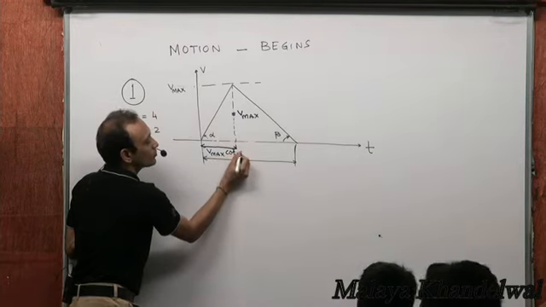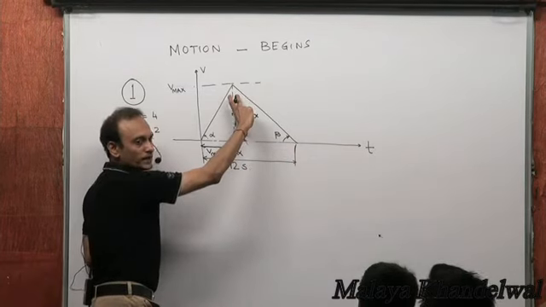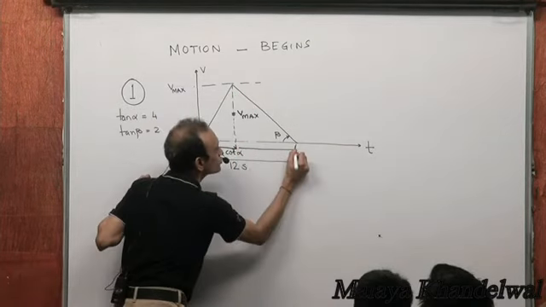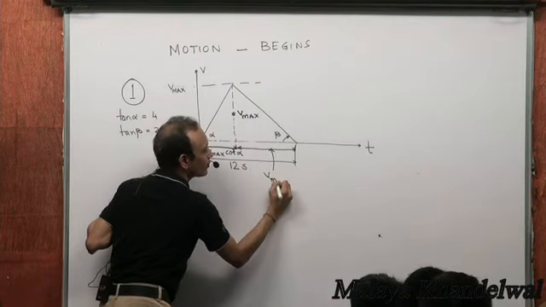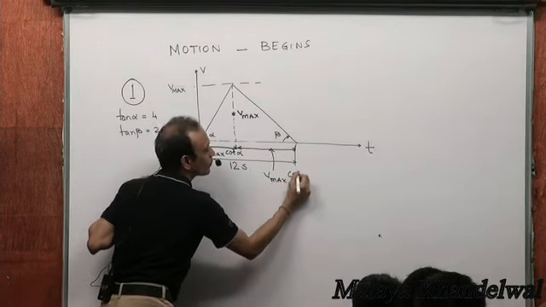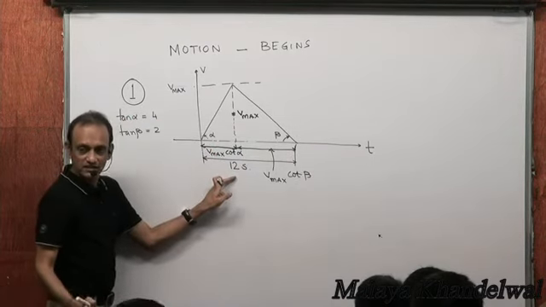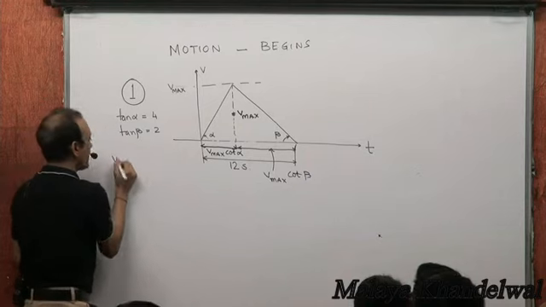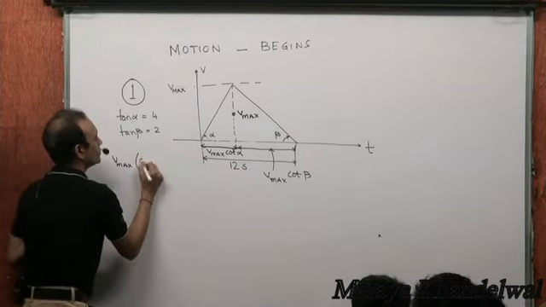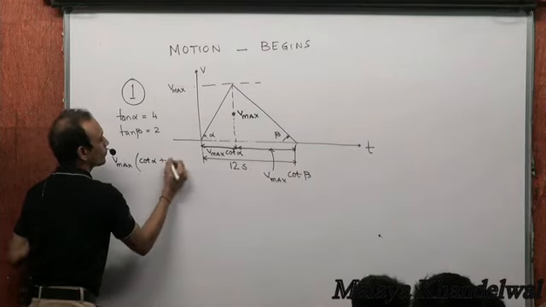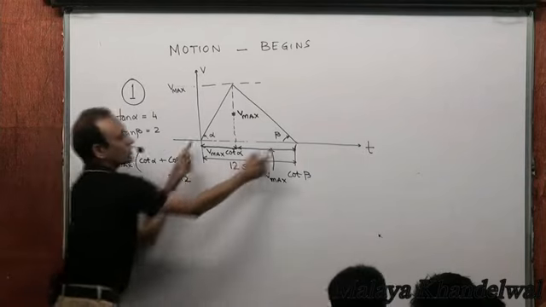Yes or no? And again, this length by Vmax is cot beta. So this length is going to be Vmax cot beta. How about it? And if I add the two, I must get 12 seconds. Yes or no? So Vmax into cot alpha plus cot beta is the total time, 12 seconds.